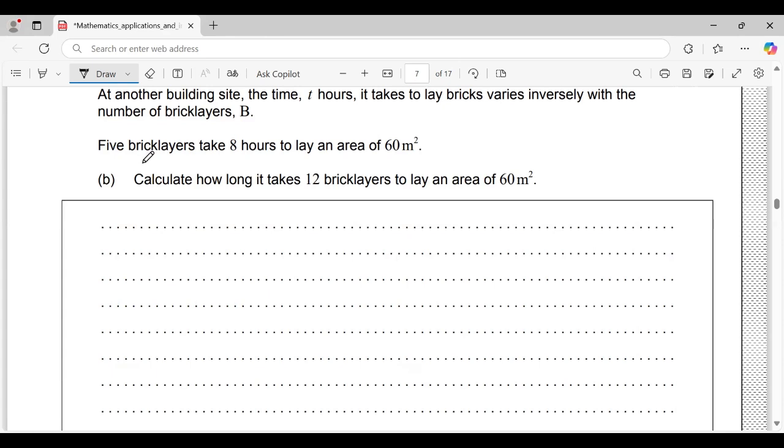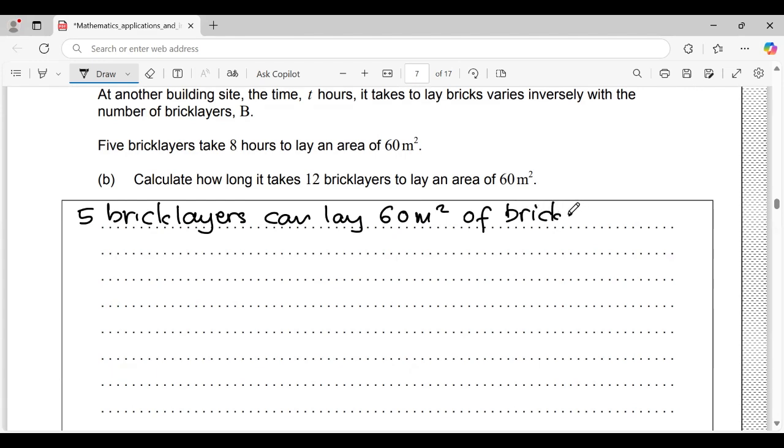I will start with five. Okay, five bricklayers. Five bricklayers can lay 60 meters squared of bricks in one day.